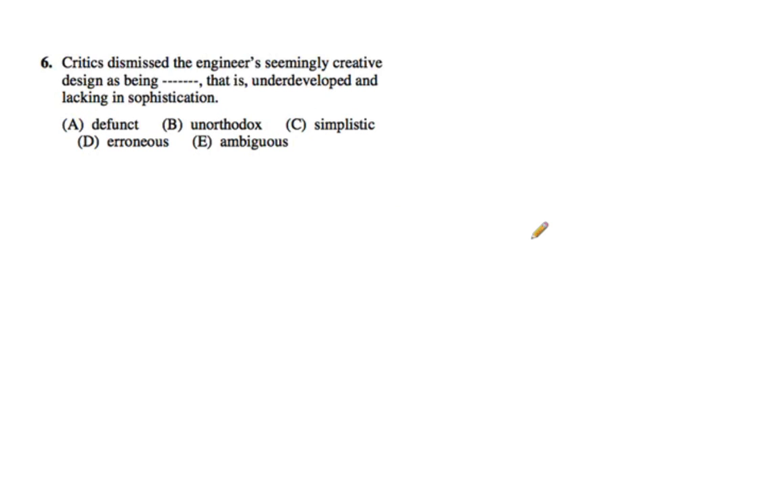All right. Question number 6. Critics dismissed the engineer's seemingly creative design as being blank. That is, underdeveloped and lacking in sophistication. We're going to look for a clue or a definition right in the sentence to what the word in the blank has to mean. And we can tell, essentially because it says that is, that we need a word that means underdeveloped and lacking in sophistication. We know that as we go on, the higher numbers of the sentence completions, the words are going to be harder. So a lot of times that means we're going to cross out choices that don't mean what we want them to mean. So underdeveloped and lacking in sophistication.